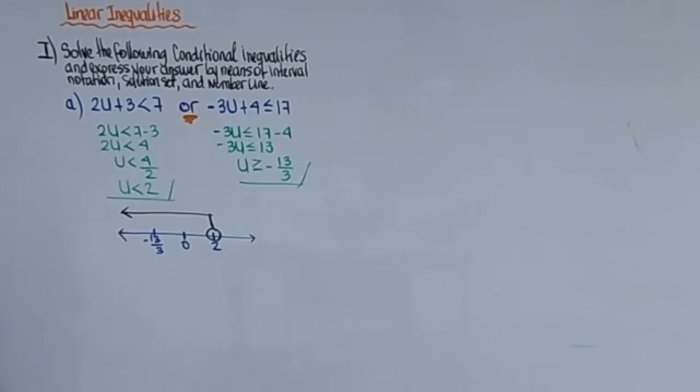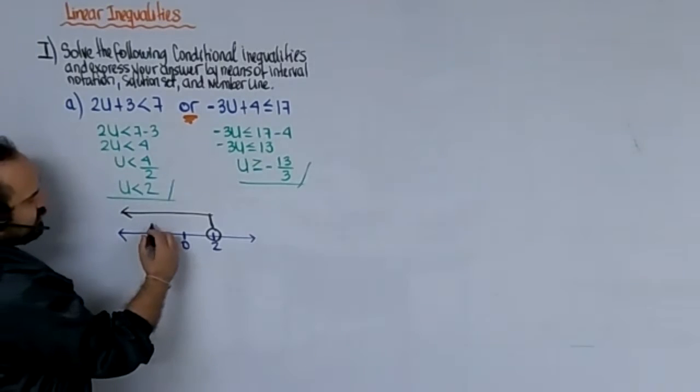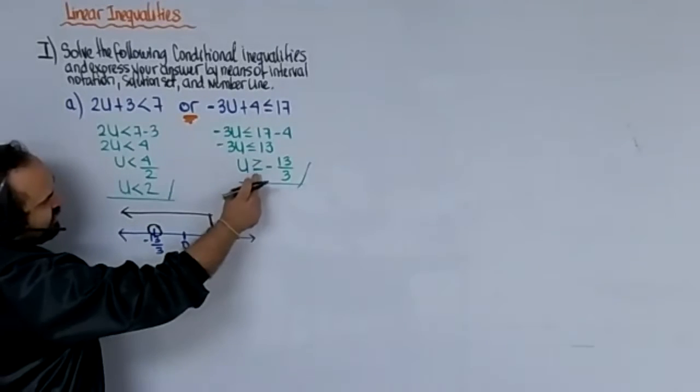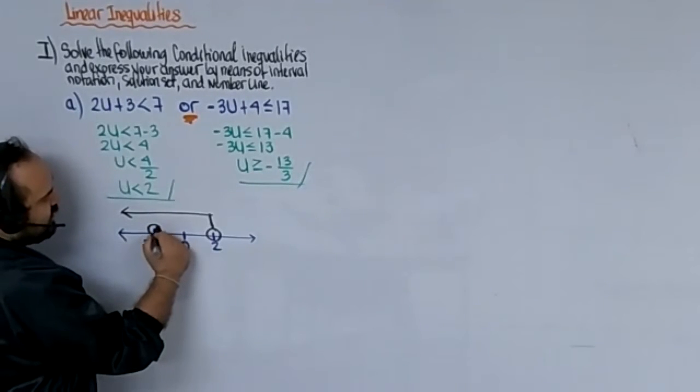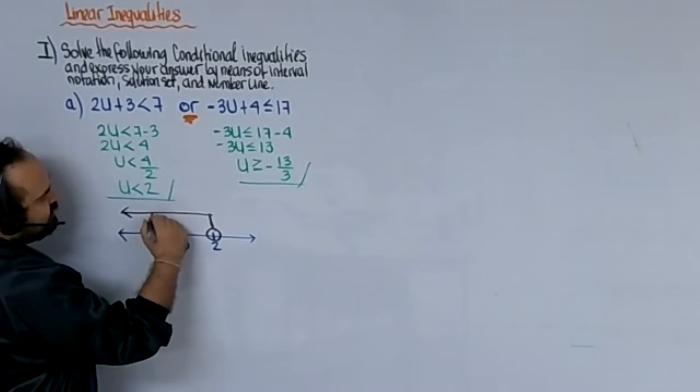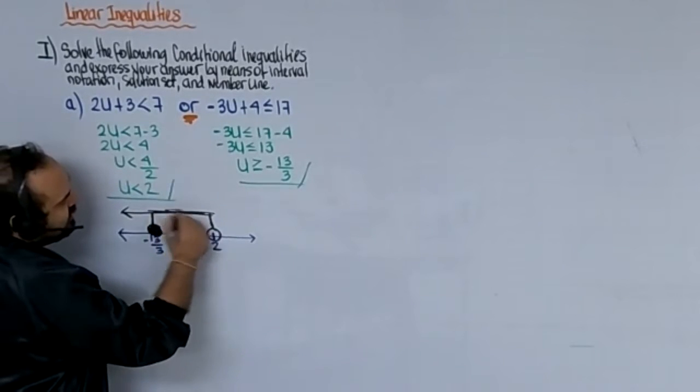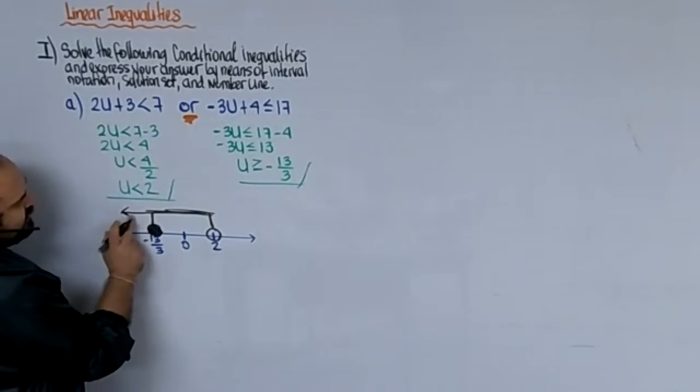And now with the second one. As you can see, the problem says values greater than or equal to negative 13 over 3. Obviously, it will be all the values to the right, so the arrow will be located to the right side. I'm going to draw the circle, and because I'm including the equal sign, I'm going to fill in the circle, and we draw the line. If you see, there was a collision between them.